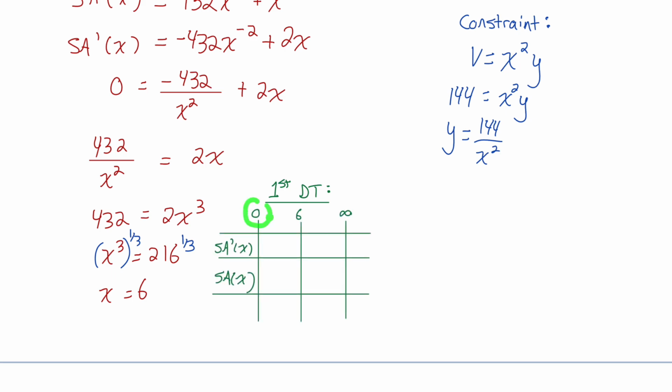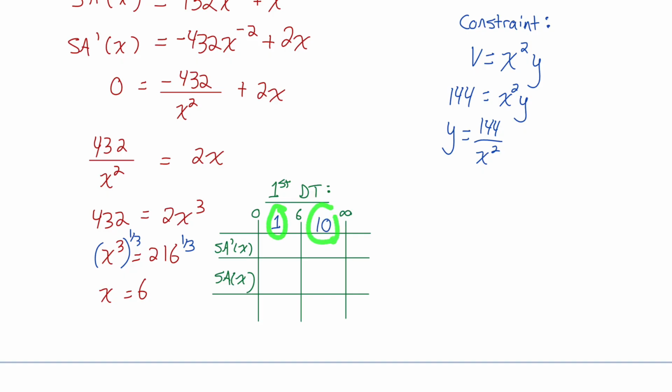Now, x has to be bigger than 0, but it could be infinitely big, and the only critical number between 0 and infinity was 6. So let's check the sign of the first derivative in each of these intervals. Between 0 and 6, I'll pick a test value. I'll just pick 1, and then between 6 and infinity, I'll pick 10.